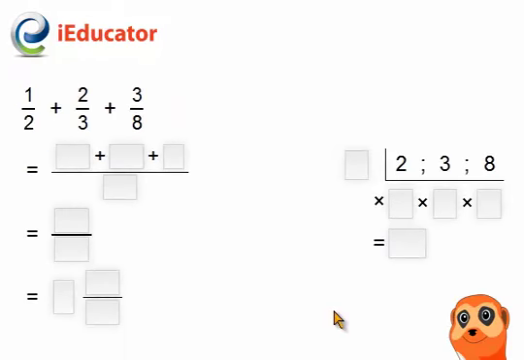We are going to be adding three fractions using the lowest common multiple, or LCM. The fractions we are going to be adding are a half plus 2/3 plus 3/8. The first thing we need to do is to find our lowest common denominator. We can use the box on the right.